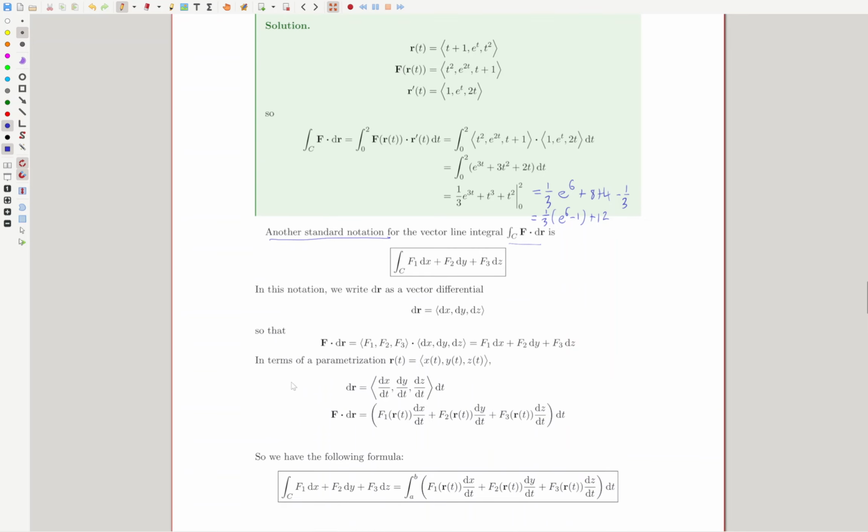Another way of thinking about calculating this is using a parameterization. If you have a parameterization r of t with component functions x of t, y of t, and z of t, then dr will be dx/dt, dy/dt, and dz/dt. But now these are actually functions of t. And then you have this dt there.